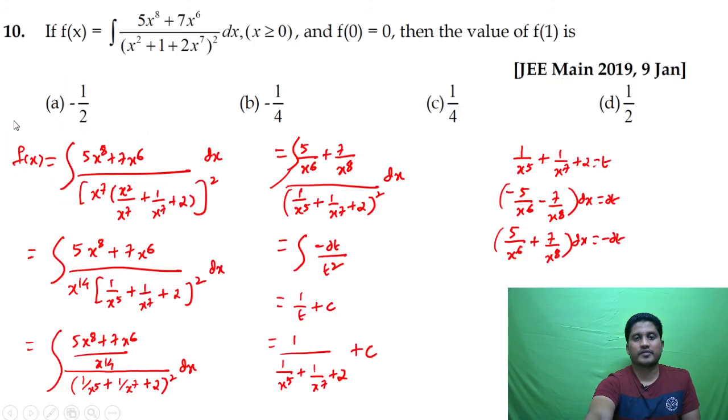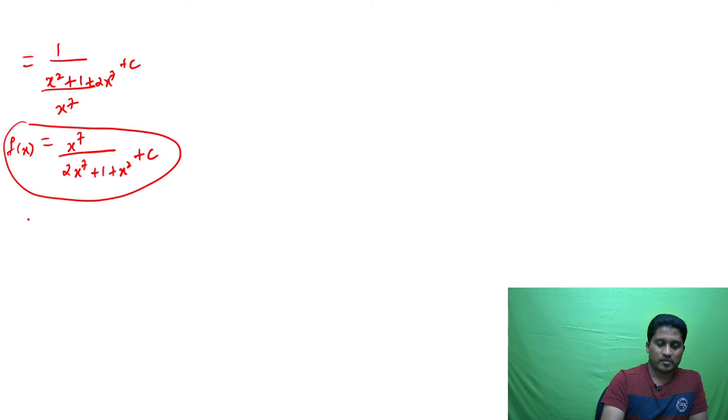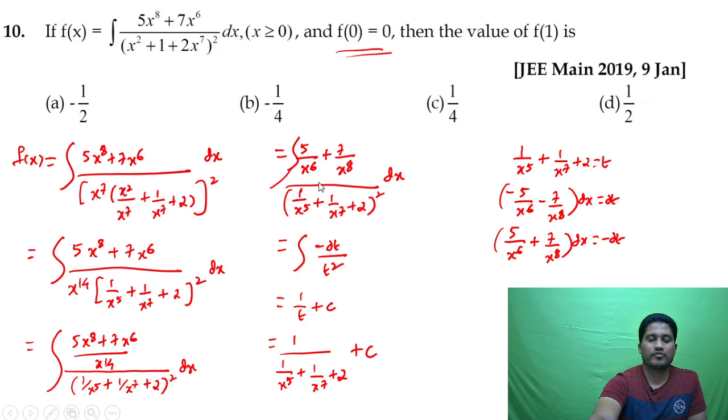See, according to the question, f of 0 is equal to 0. If I use this logic, I'll get the value of c. F of 0 will be equal to 0 plus c, because if you put x as 0, everything will be 0 there, na? 0 is equal to c, because f of 0 is 0 according to the question. Now I'll get f(x) is equal to x to the power of 7 upon 2x to the power of 7 plus 1 plus x square. So f of 1 will be equal to replace x by 1, 2 plus 1 plus 1, we get 1 upon 4. That's the answer guys. Answer is 1 by 4. Answer option C.